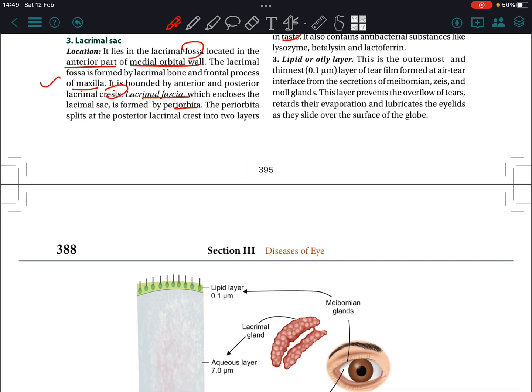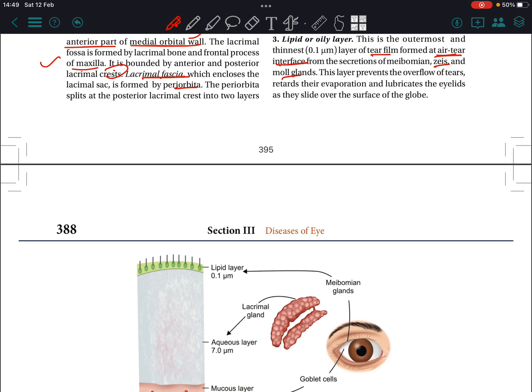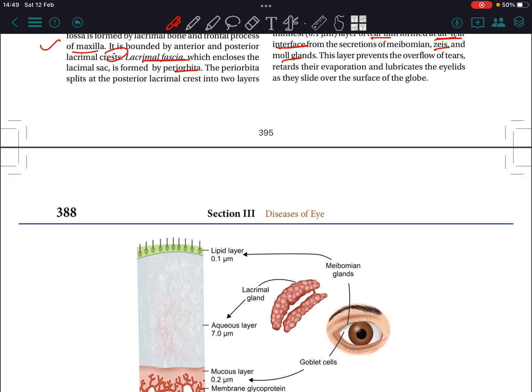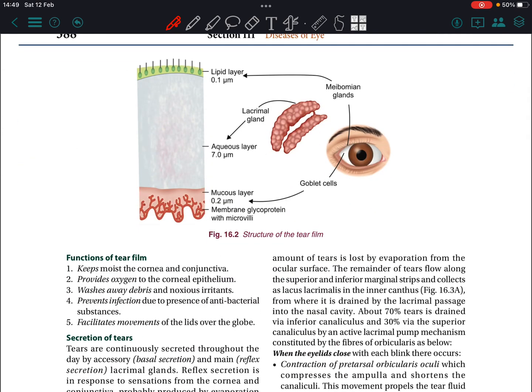Lipid or oily layer: this is the outermost and thinnest layer of the tear film, formed at the air-tear interface, from the secretion of the meibomian glands and glands of Moll. This layer prevents the outflow of tears, retards evaporation, and lubricates the eyelids as they slide over the surface of the globe. Structure of tear film: lipid layer, then aqueous layer, then mucous layer, then below it glycoprotein with microvilli.